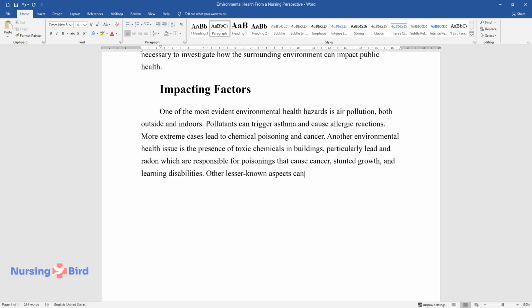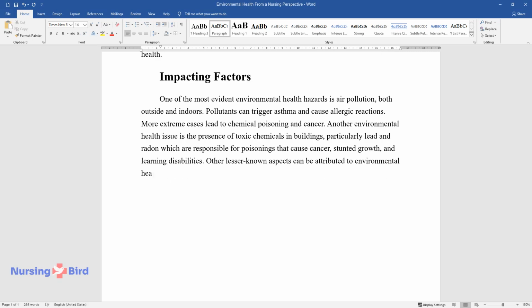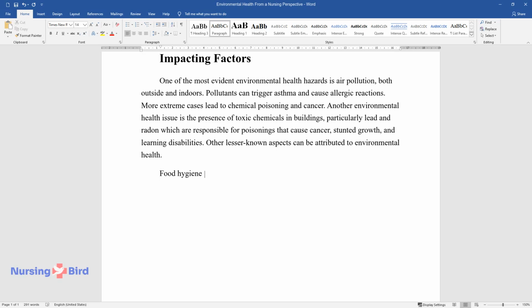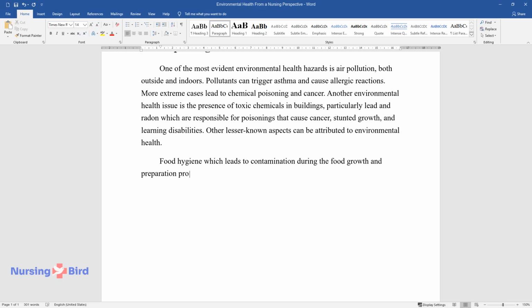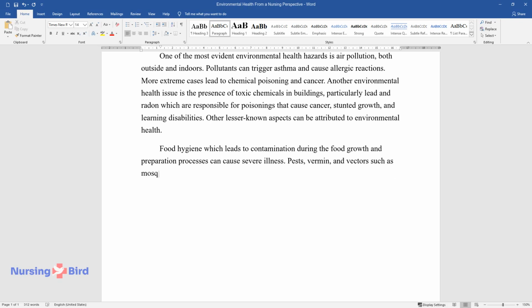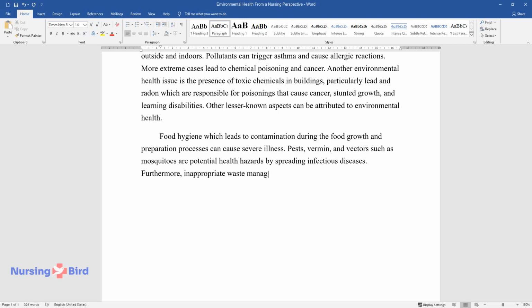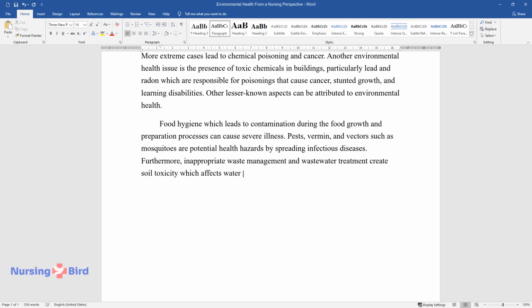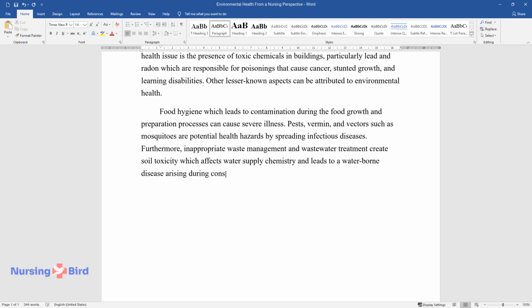Other lesser-known aspects can be attributed to environmental health. Food hygiene, which leads to contamination during the food growth and preparation processes, can cause severe illness. Pests, vermin, and vectors such as mosquitoes are potential health hazards by spreading infectious diseases. Furthermore, inappropriate waste management and wastewater treatment create soil toxicity, which affects water supply chemistry and leads to waterborne disease arising during consumption by humans.